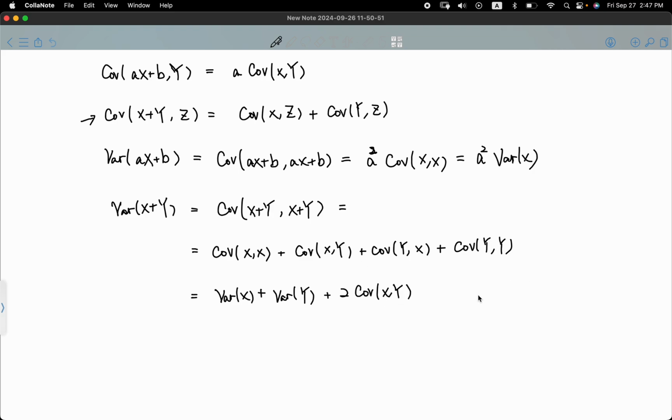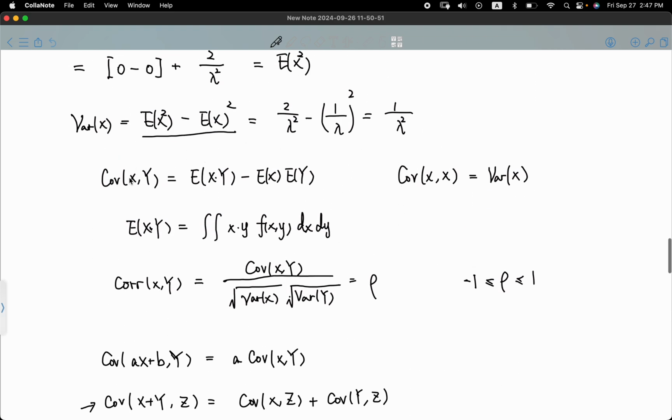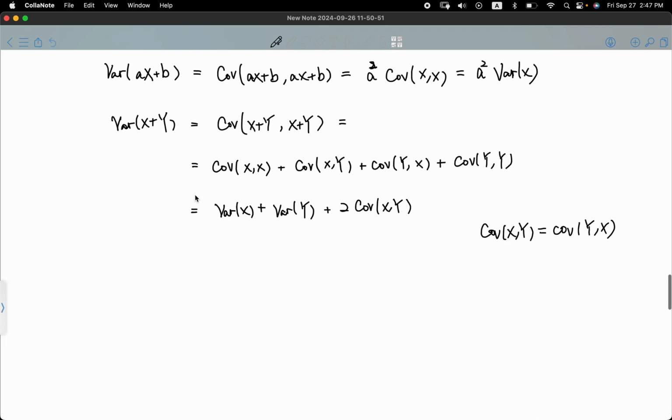And also here, let's point out that the covariance of x and y is equal to the covariance of y and x when you change the order. You can also see this from this equation here. When you change the order, it does not change the quantity. So the covariance of x and y is equal to the covariance of y and x. Okay, let's see what else.